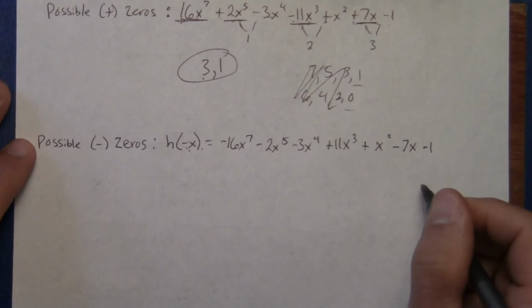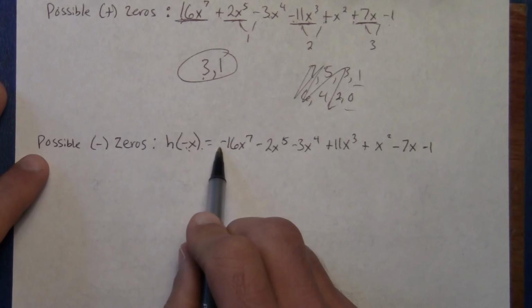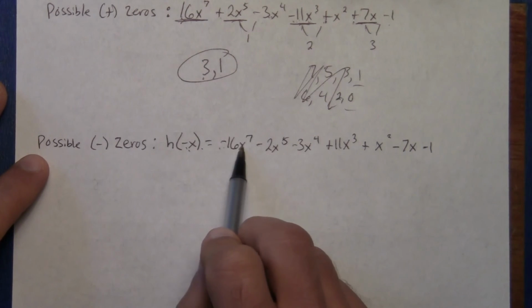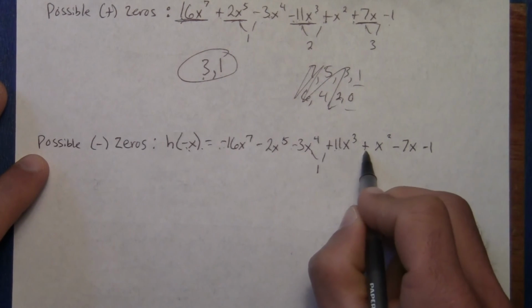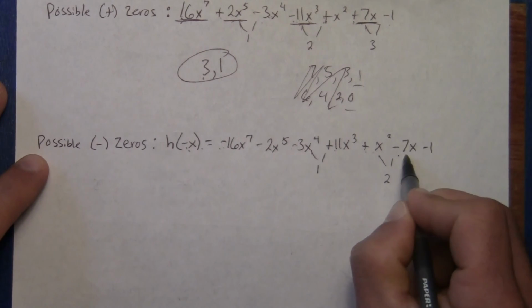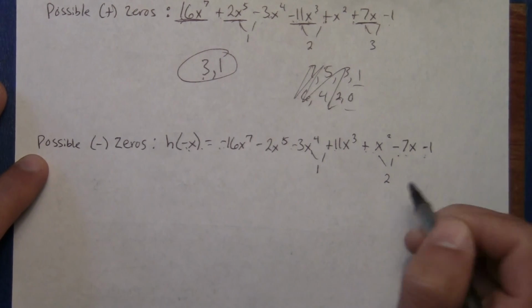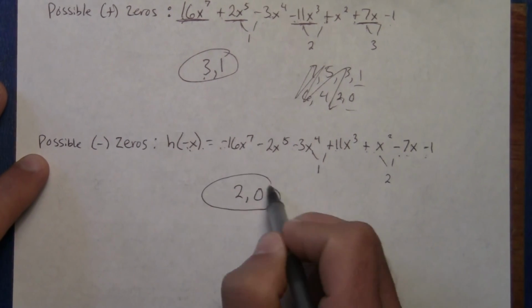And now I do the exact same thing. I'm going to count the number of times I see the sign switch. Now it starts out negative and that's fine. Doesn't matter what it starts out as. And just work your way to the right. Stays negative, switches to positive. There's 1. Stays positive, switches to negative. There's 2. Stays negative. So I have 2 or 0 possible negative zeros.